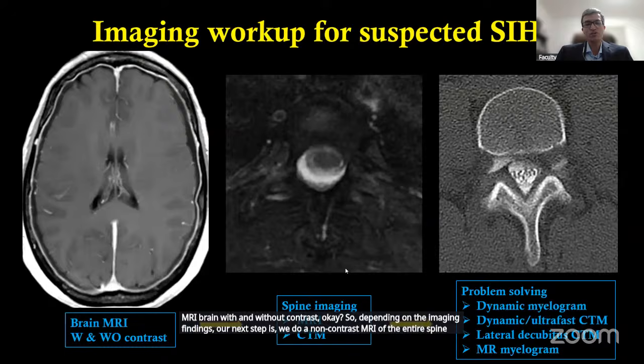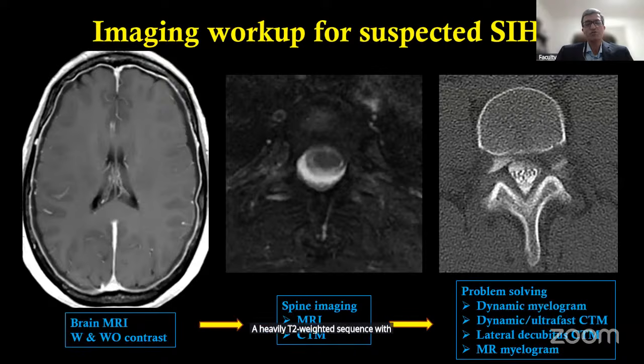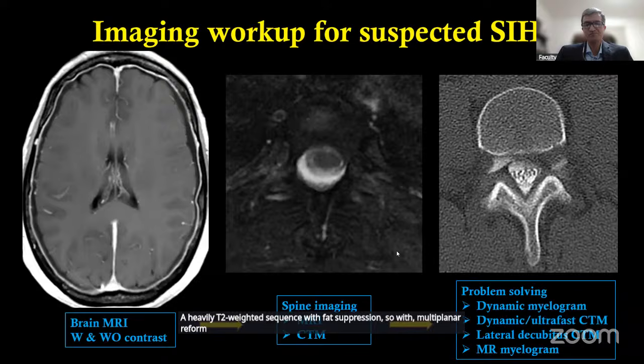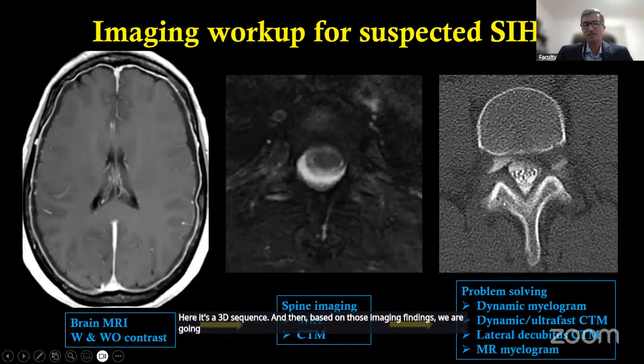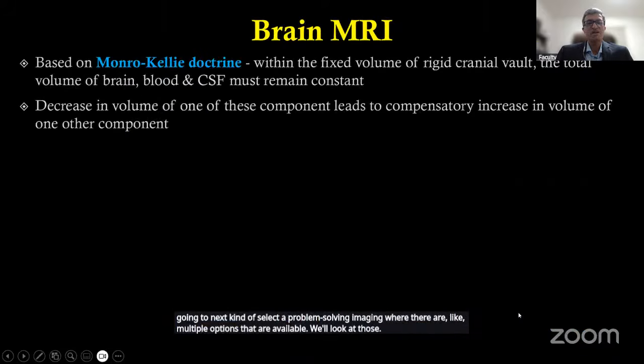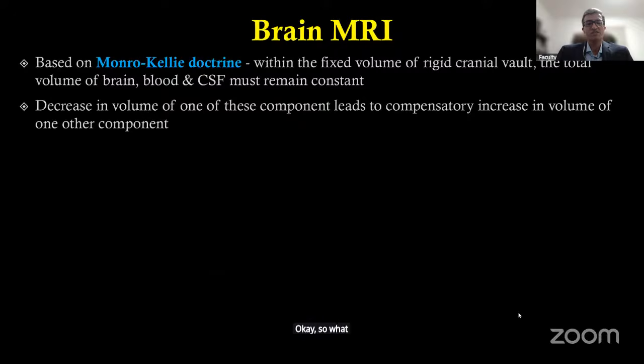So with that would include a specific sequence that is a heavily T2 weighted sequence with fat suppression. So with multiplanar reformats we are going to do, okay, it's a 3D sequence. And then based on those imaging findings, we are going to next select a problem solving imaging where there are multiple options that are available. We'll look at those. Okay, so what are the brain imaging findings?